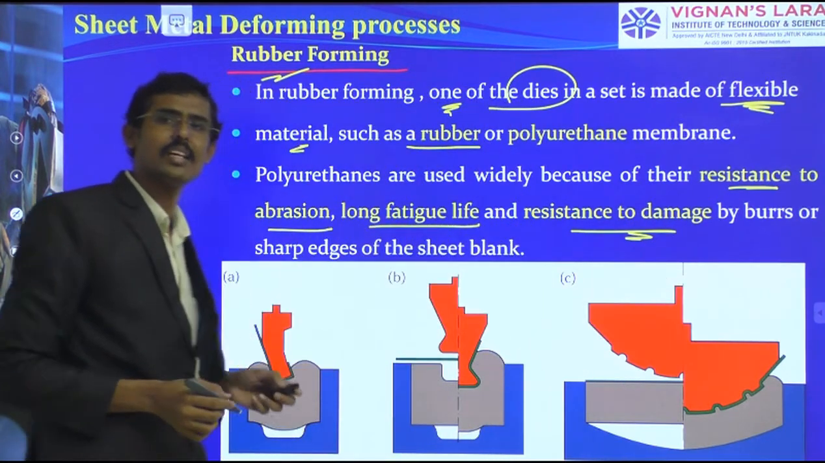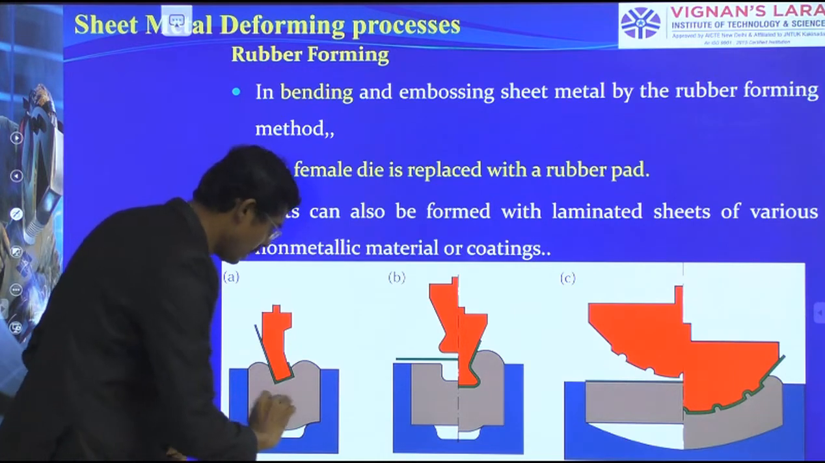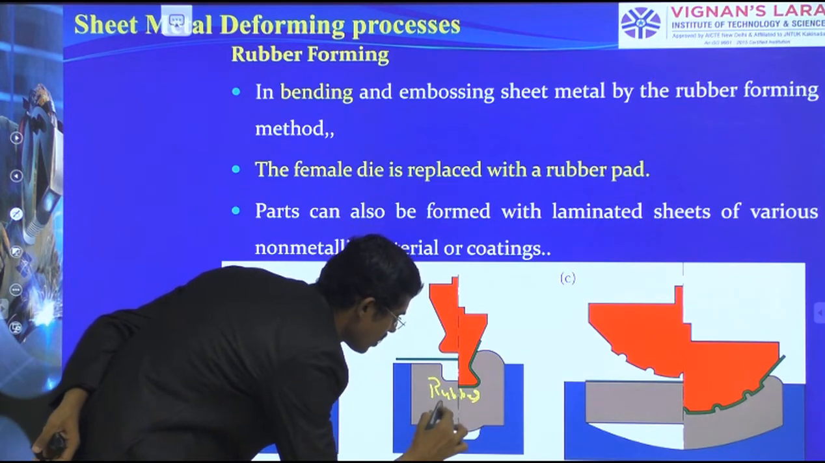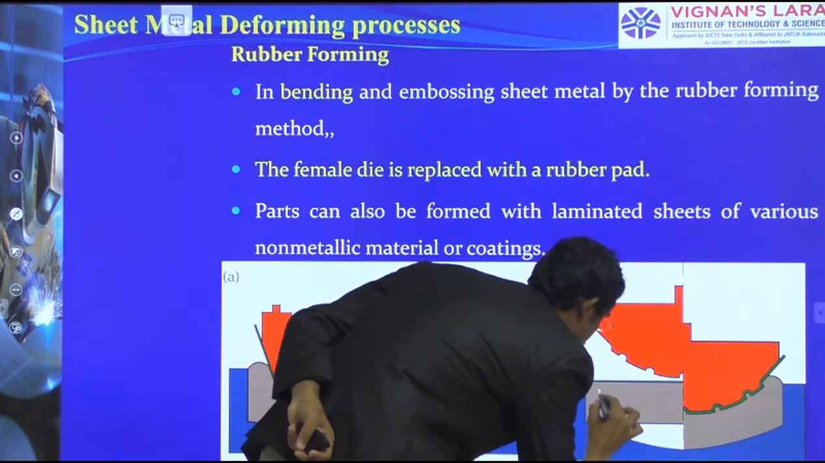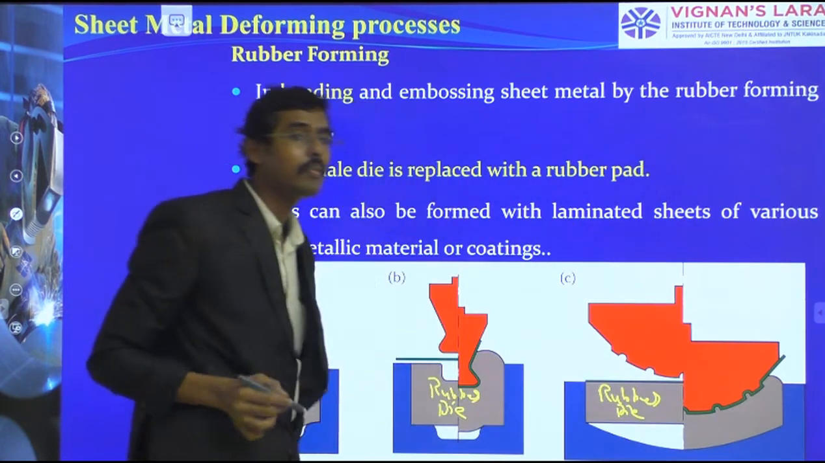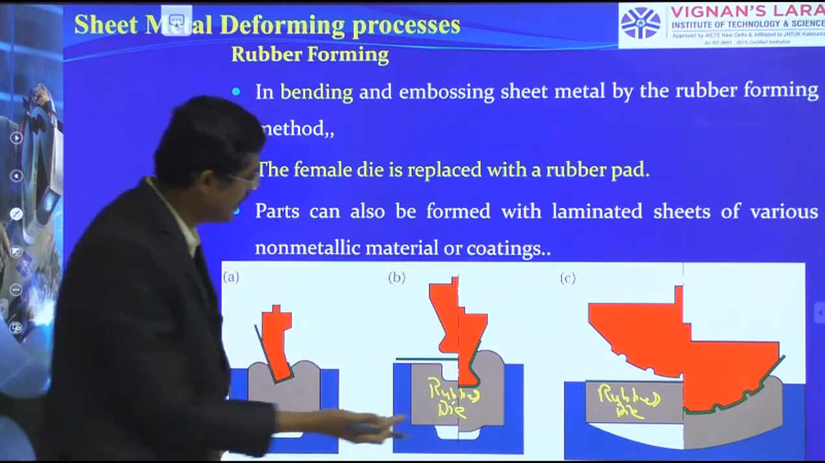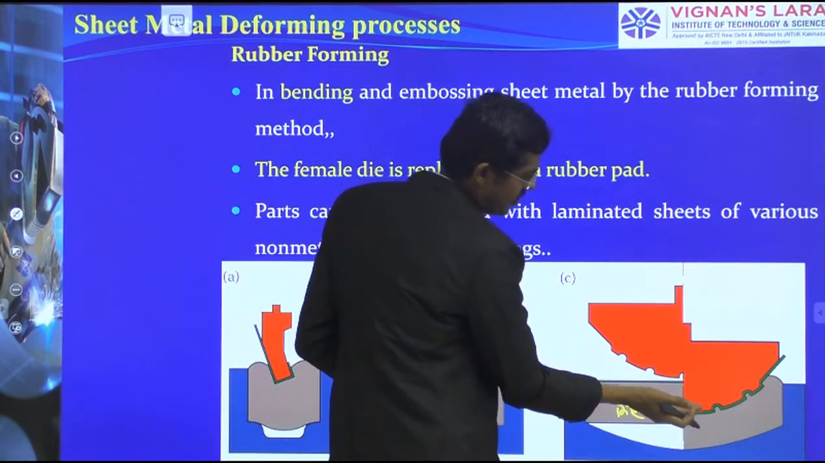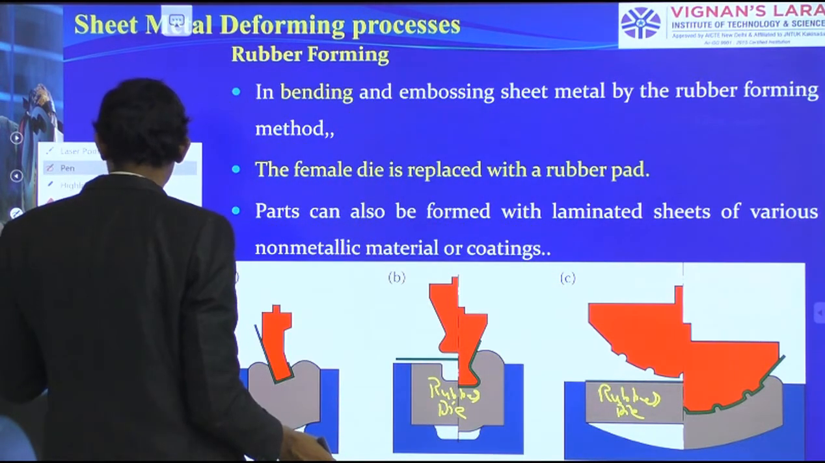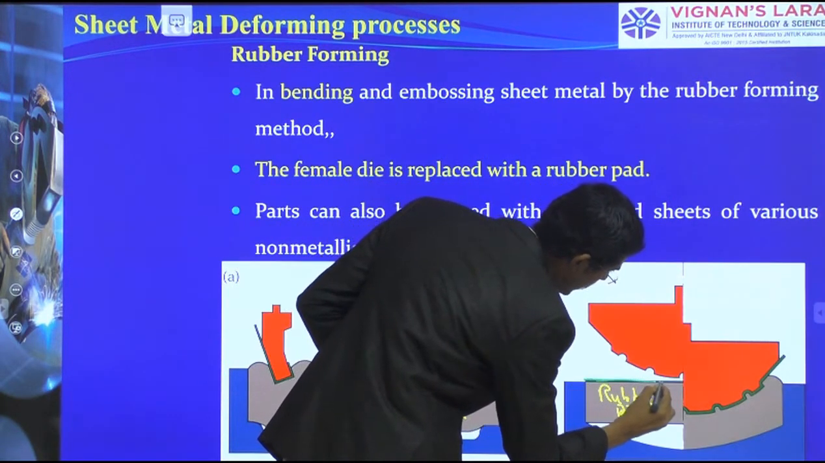So what is the mechanism here? You see, this is the die. I am writing here, this is the rubber die. What happens with respect to the punch? We have the die here. I have the product in green color, visible there. This is the product, a straight product.